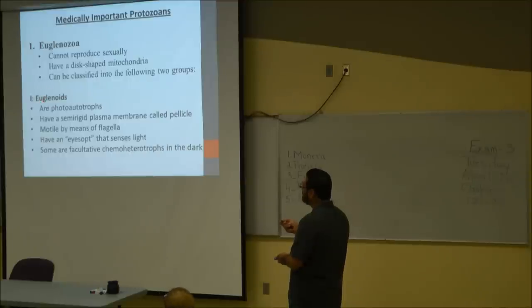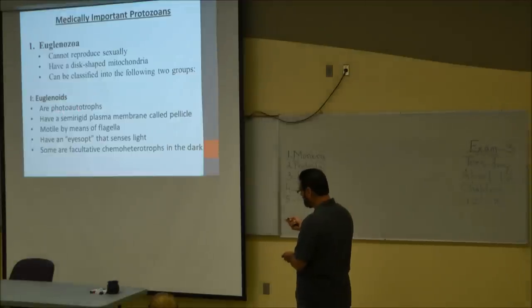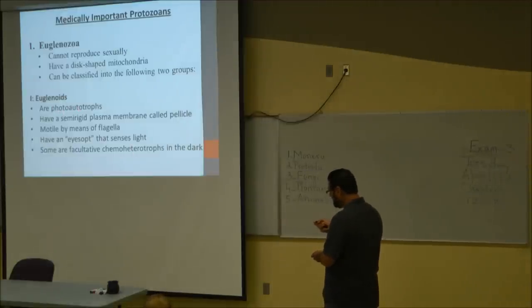One is called euglenoids. They are both, this is kind of unique. As I just mentioned to you, they are both phototrophs or photoautotrophs. But if you remove the light, they can also use organic food.